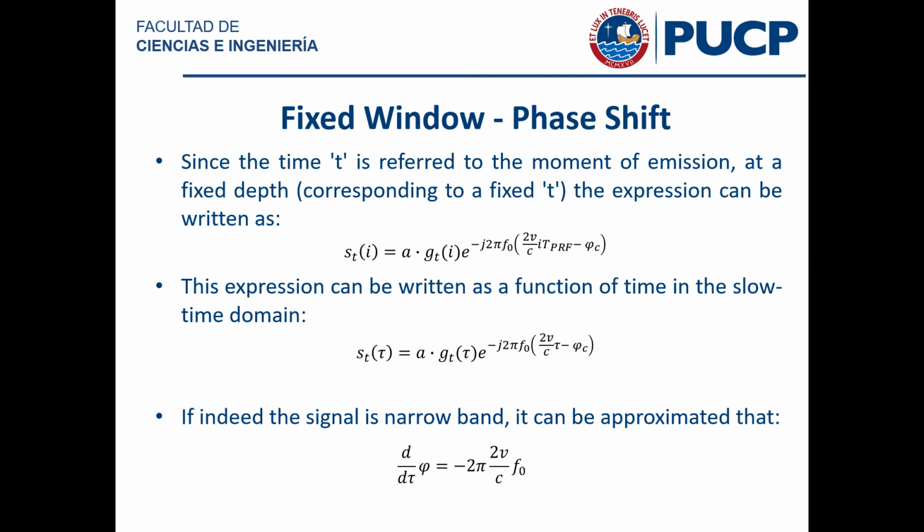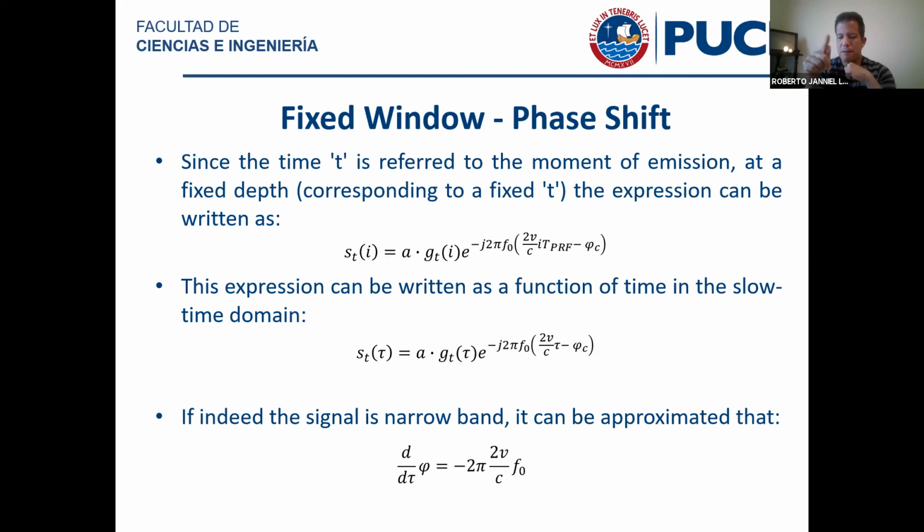And if I do something like that, then the expression can be written as a function of time in what we call the slow time domain. So we actually don't use I anymore, but we use a variable that we call tau, which is actually going to be equal to I times TPRF. And we come to that second expression over there.